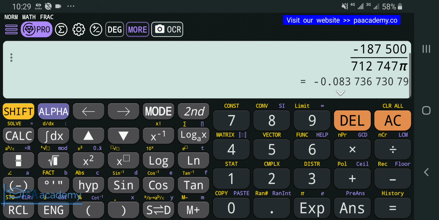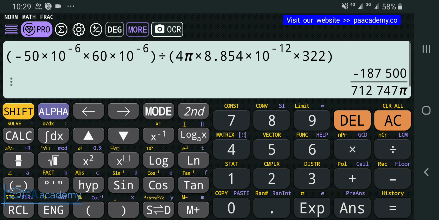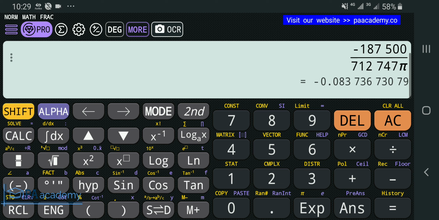So that's giving us minus 0.0837, and that's what it should be. So you can see how I was able to type everything correctly. You have to be careful when typing it into your calculator. So this is how you type it in your calculator to give you the answer. Okay, so now let's go back.